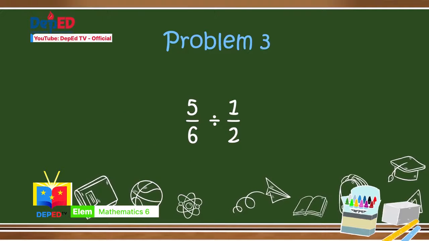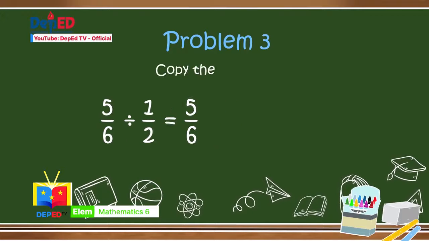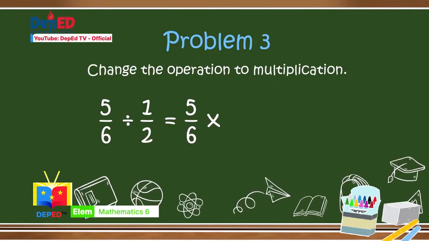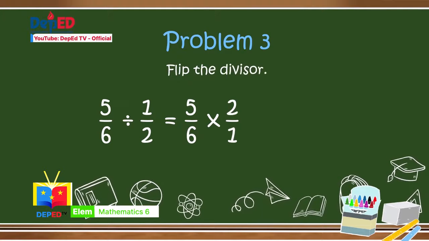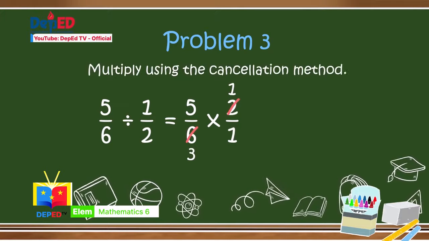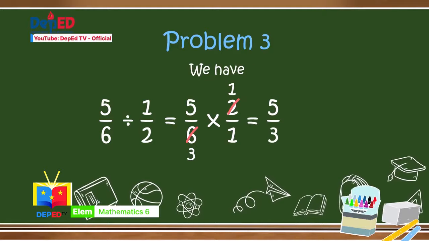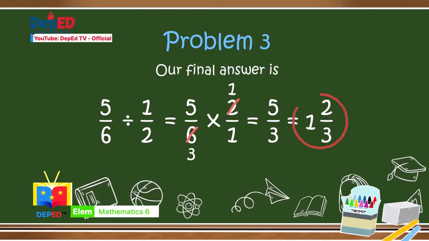Number 3. 5/6 divided by 1/2. Copy the dividend. Change the operation to multiplication. Flip the divisor. Multiply using the cancellation method. We have 5/3. So our final answer is 1 2/3.